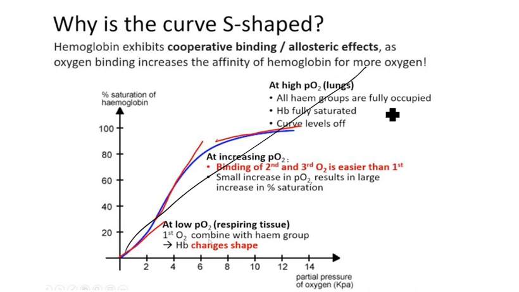Hemoglobin exhibits cooperative binding, which is also known as the allosteric effect, as oxygen binding increases the affinity of hemoglobin. When we talk about affinity, we're looking at the level of attraction. If you remember, in chapter 2 or 3, when we talked about the Michaelis constant, we talked about the level of affinity when something is designed to attach to something. Let's use an enzyme, for example, the lock and key model of an enzyme. Enzymes are specific, so carbohydrate, for example, is specific to amylase.